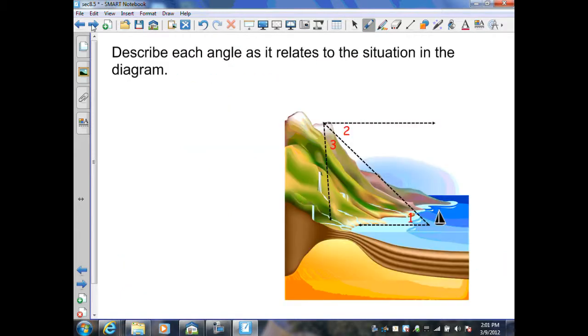In our first example, we're asked to describe each angle as it relates to the situation in the diagram. Here I have a cliff above an ocean floor. I have a boat on the ocean, and from that boat, if they would view the horizontal line of sight, that would go to the shoreline, and they view an object above that horizontal line of sight. Therefore, I have an angle that is created, angle 1. And angle 1 is an angle of elevation because it is created from the horizontal line of sight to the line of sight to the object we are viewing. Therefore, angle 1 is an angle of elevation.